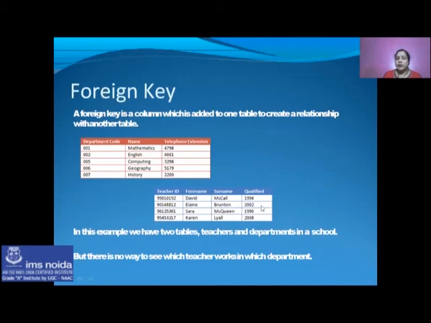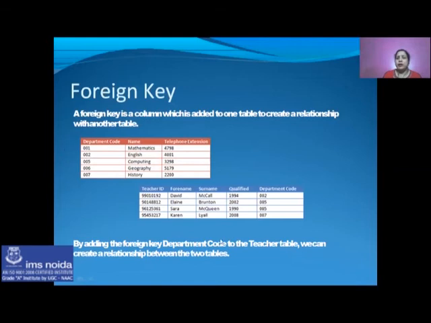So there must be a common attribute which does the association between these two tables. Here there is no attribute which is establishing the relationship between these two relations. So in this example, we have two tables, teacher and department in a school, and there is no way to know which teacher works in which department. How do we know which teacher is working in which department? Whether in mathematics, computing or history.